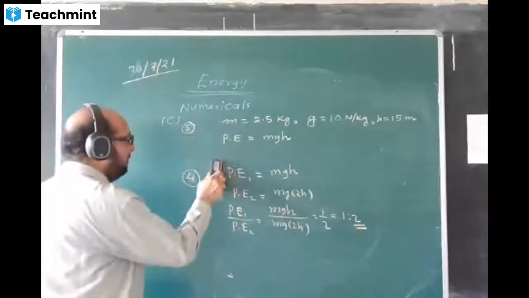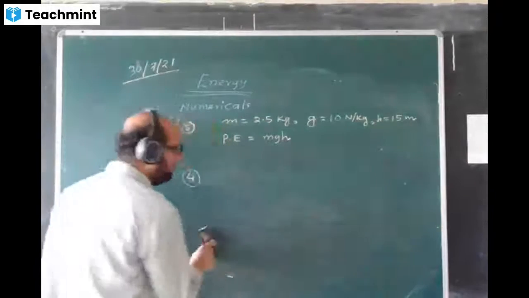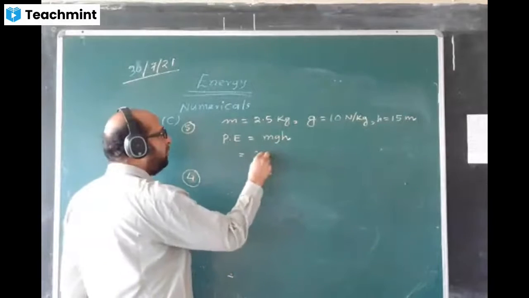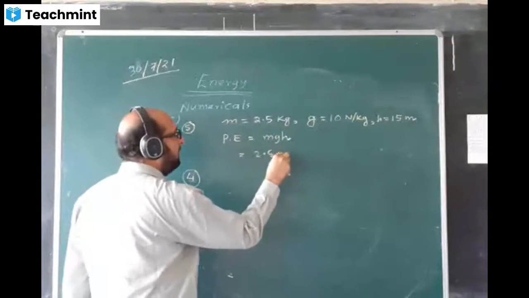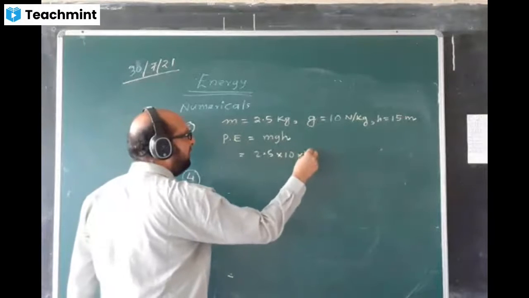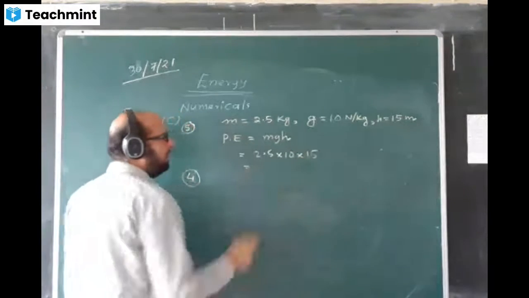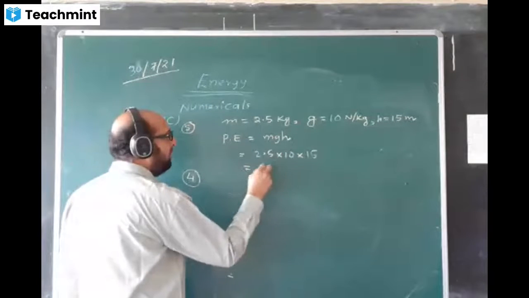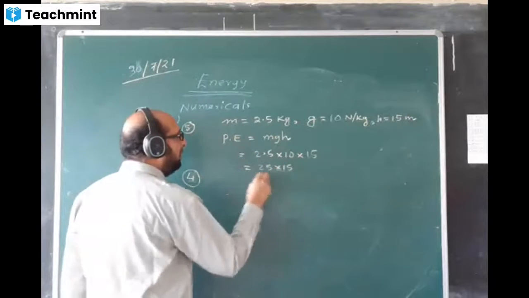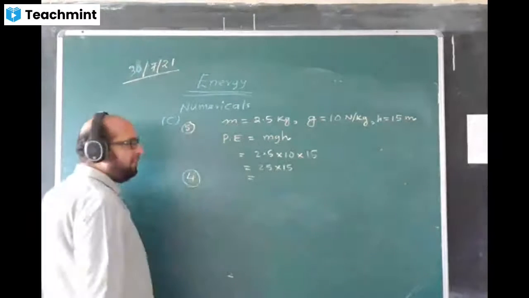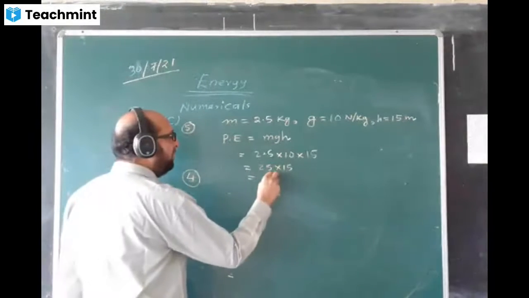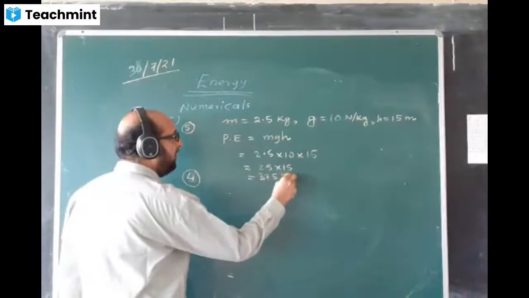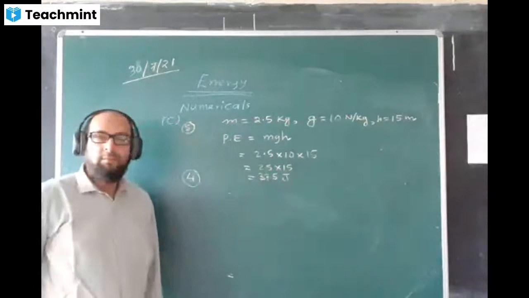Now I'll put the values and find the answer. Mass is 2.5, the value of g is 10, and height is 15. This point and this 0 will be removed. That means we will have only 25 into 15 coming here. Multiply and find the answer. 15 times 5 is 75, carry 7. 375 Joule.